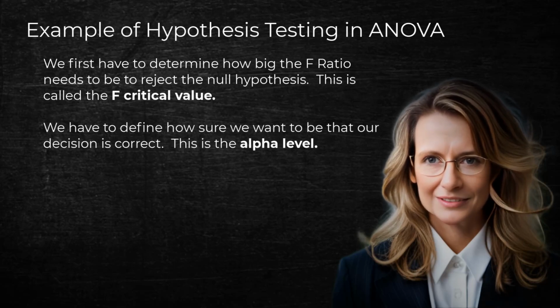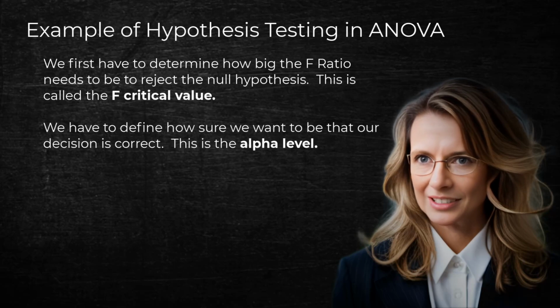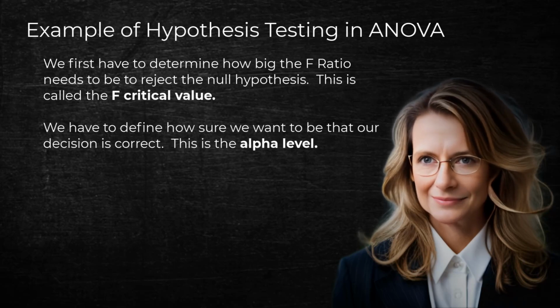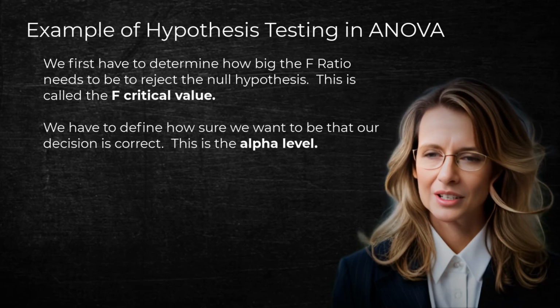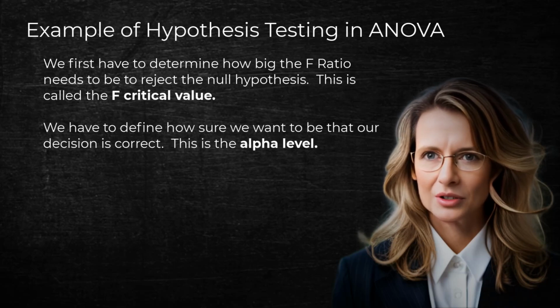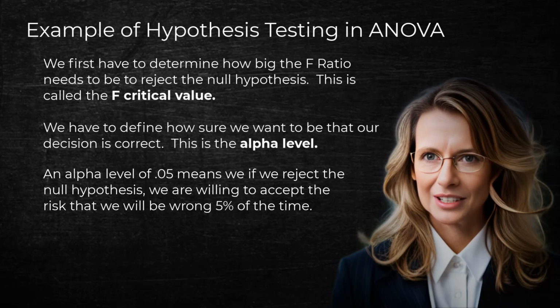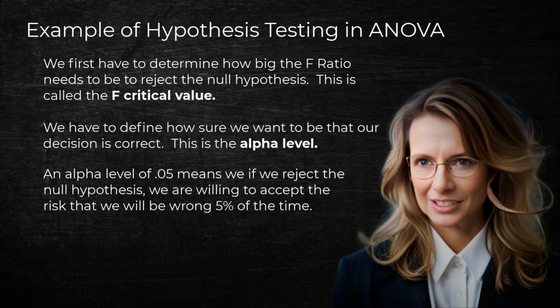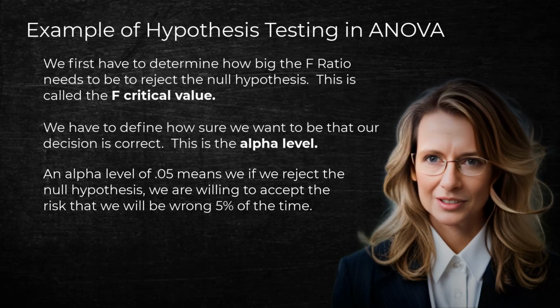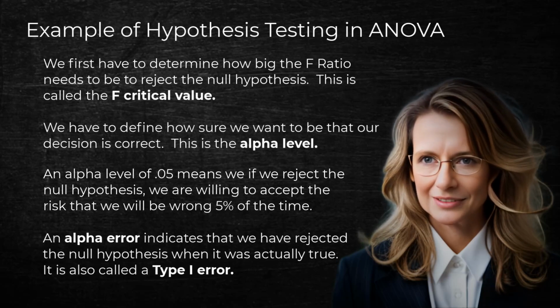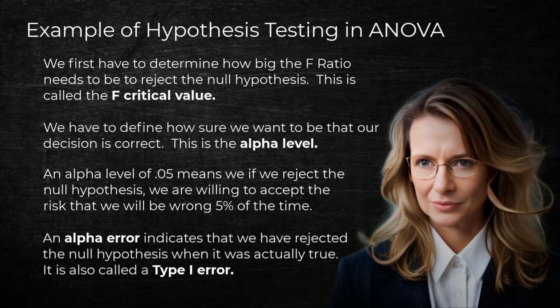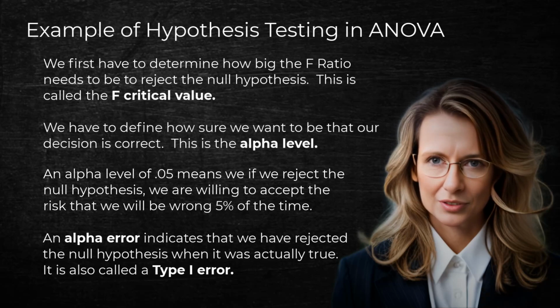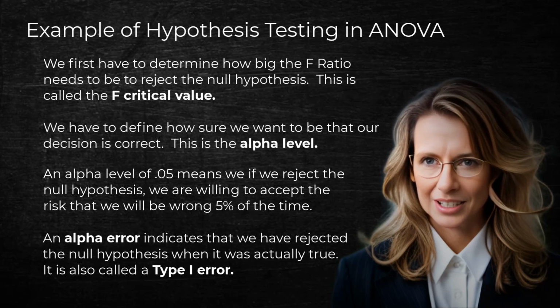While it can be set to anything that the experimenter feels is appropriate, it is most common to set it at 5%. When the alpha level is set to 5%, or equivalently at 0.05, it means that if we reject the null hypothesis, we are willing to accept the long-run risk of being wrong 5% of the time. We refer to this as the probability that we will make an alpha error. An alpha error is the error we would make if we rejected the null hypothesis when it was in fact true. As you may have already learned, it is also called a type 1 error.